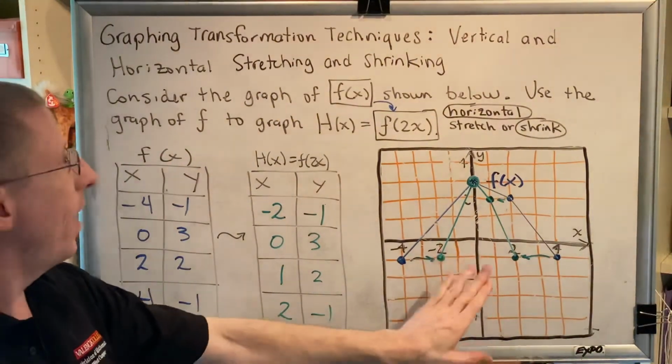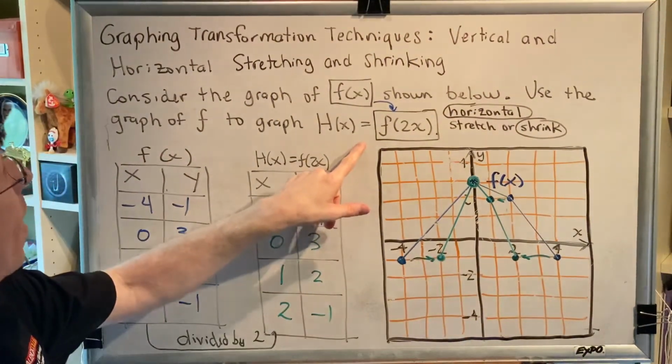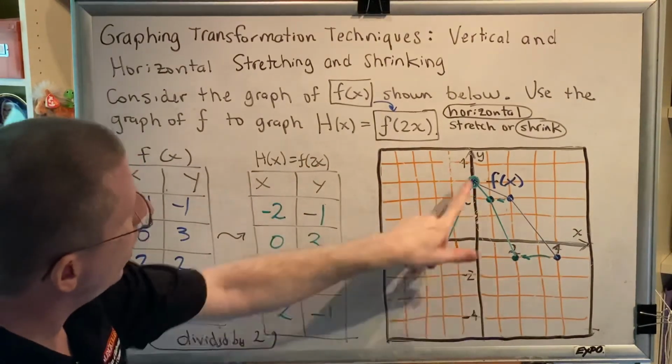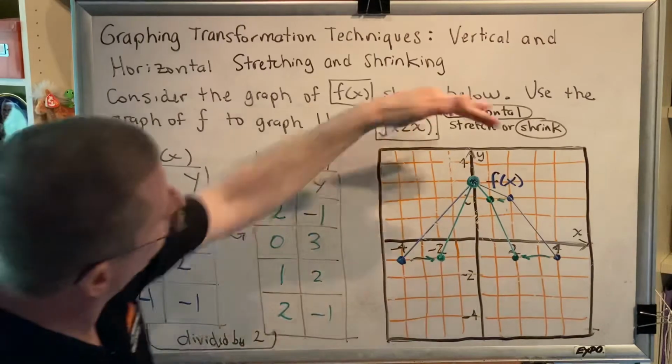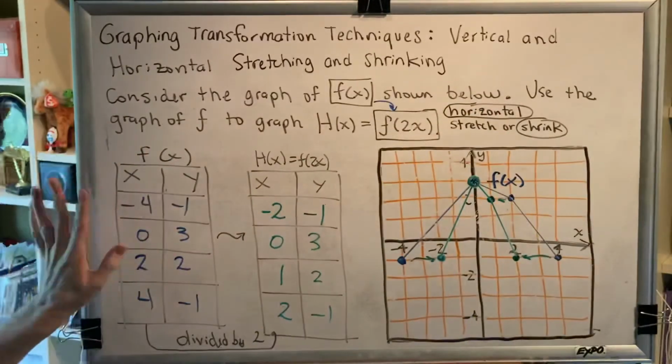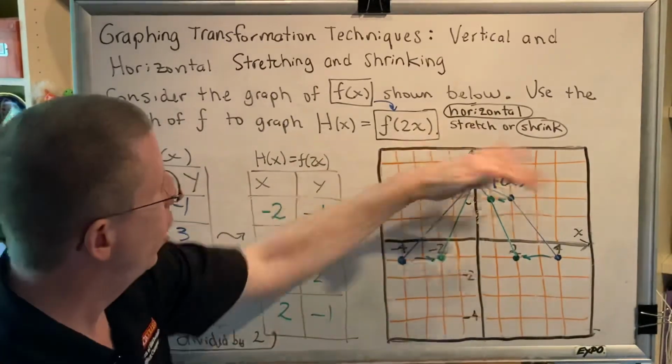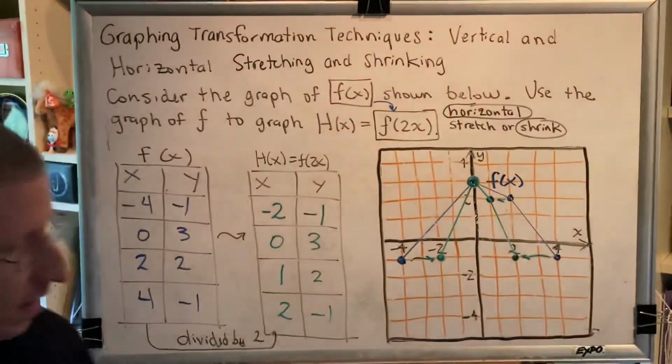So I'll say that again. The answer to this question, creating the graph of h of x, which is equal to f of 2x, is just the green part of this graph. The blue is not part of our answer. The blue is just the parent function, the basic function that we started with in order to create the graph of our final answer.